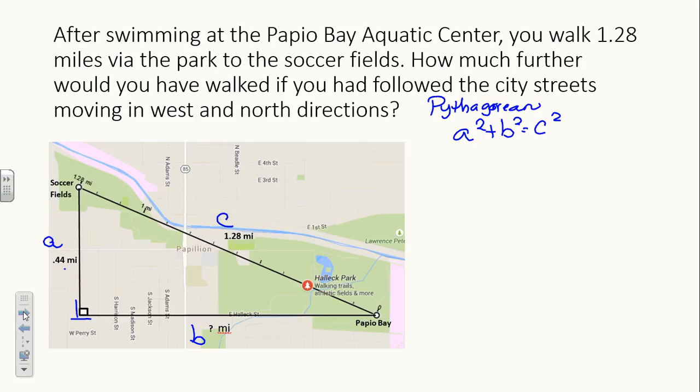I spelled that wrong, but don't fault me if I did. It doesn't look right, but I think it's right. All right, so 0.44 is our A, right? And in the real world, we don't get nice, neat numbers all the time. I have to square that. I don't know what B is, do I? So we'll put plus B squared. And C, 1.28 miles, right?